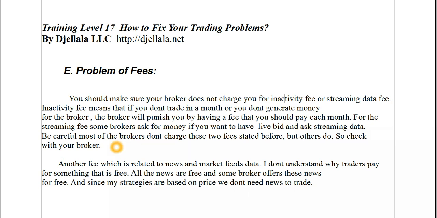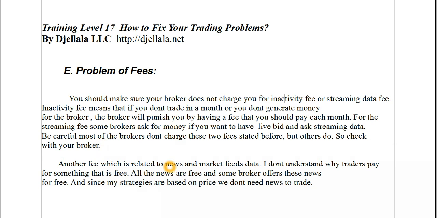Be careful, most of the brokers don't charge these two fees stated before. The broker that I am with doesn't charge an inactivity fee or a streaming data fee, but others do, so check with your broker.